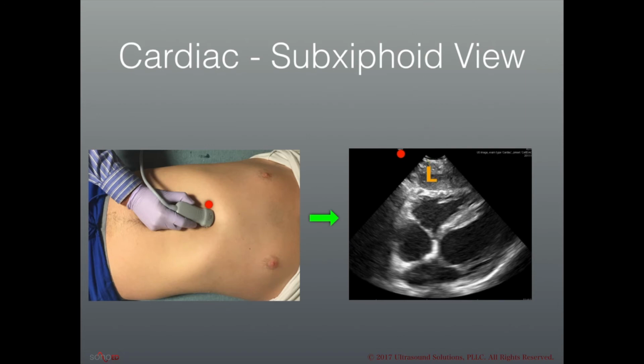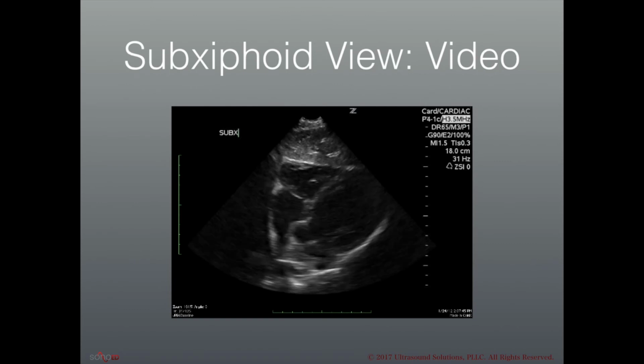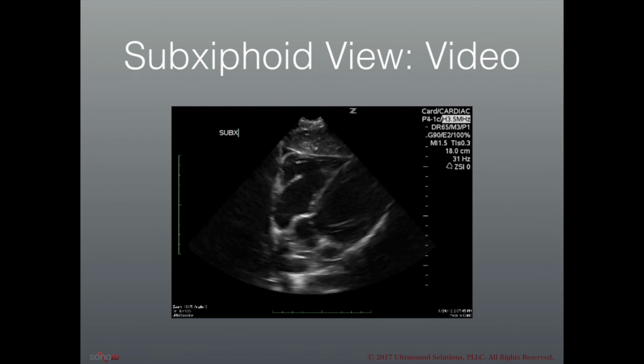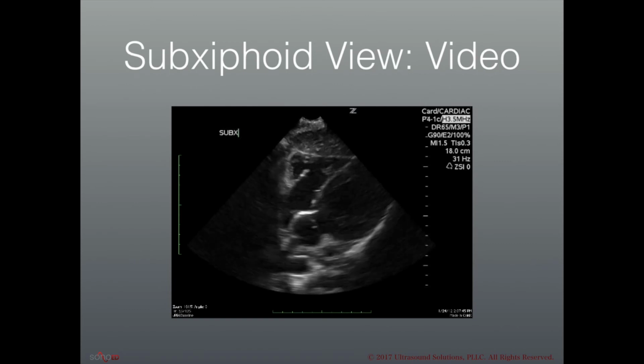We can first identify the liver tip in the near field, and then the right ventricle and adjacent left ventricle, and the corresponding atria. The pericardium is the potential space around the heart which appears hyperechoic. Here's a normal video of a subxiphoid view wherein you can identify the liver, right ventricle, left ventricle, and right atria.